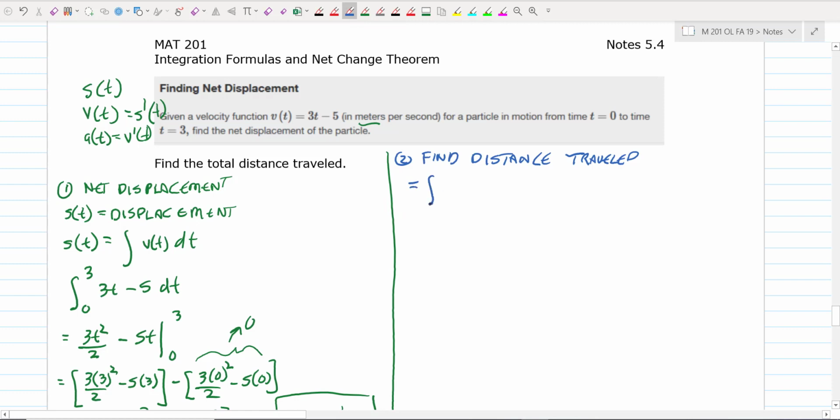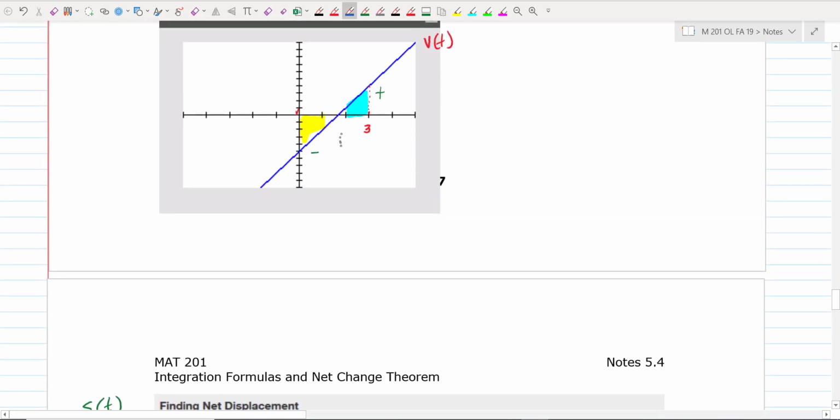So technically, when you're doing the distance traveled, we're going to do the integral from 0 to 3, but we're going to do the absolute value of 3t minus 5 dt, because we want a positive value to be represented for that area under the curve. So the way you've got to do this is, the first thing, if you look at this graph, is we need to figure out what that intersection point is right there. So we're going to solve that and find what that is.